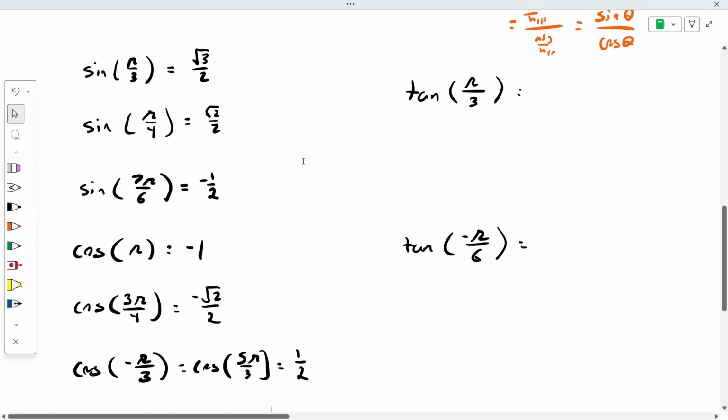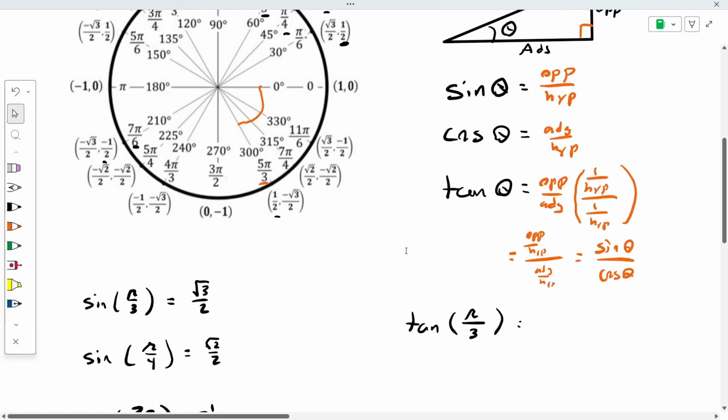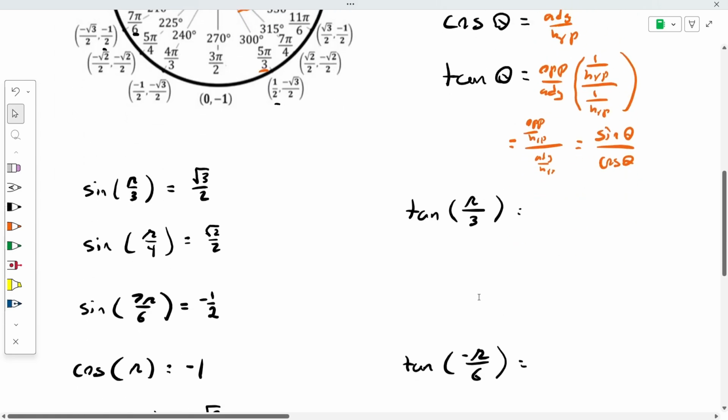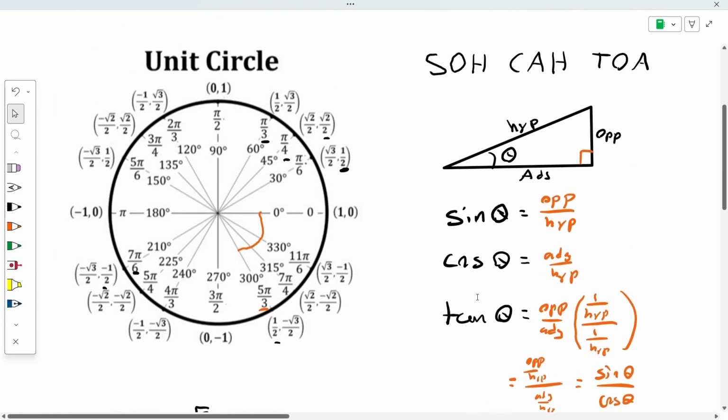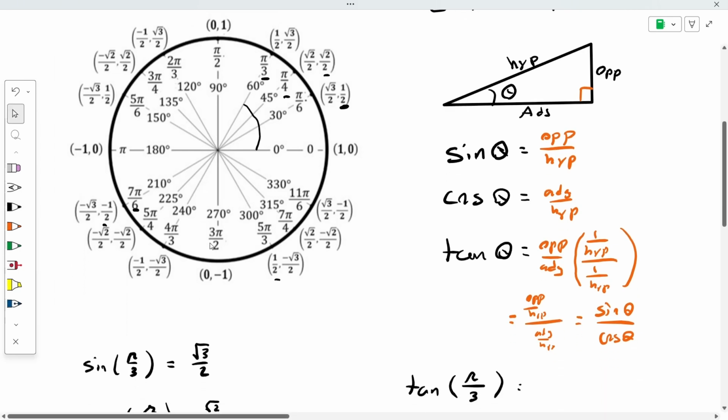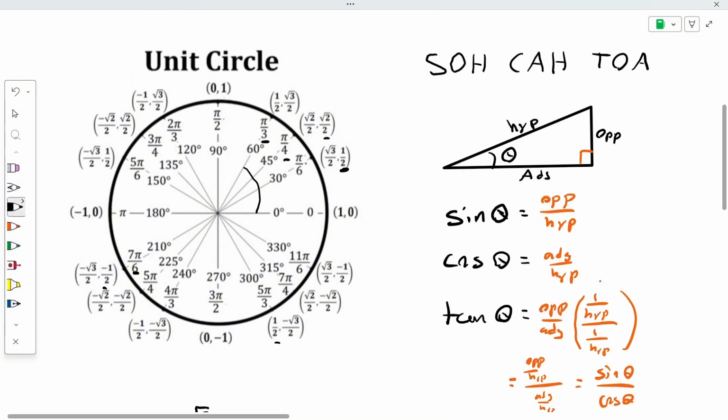All right, so now let's do the tangent functions. So we have this tangent of pi over 3. And so if we go to pi over 3 right here, we just kind of proved over here that tangent of theta equals sine of theta over cosine of theta. So we can use opposite over adjacent, same thing because we have a hypotenuse of 1.